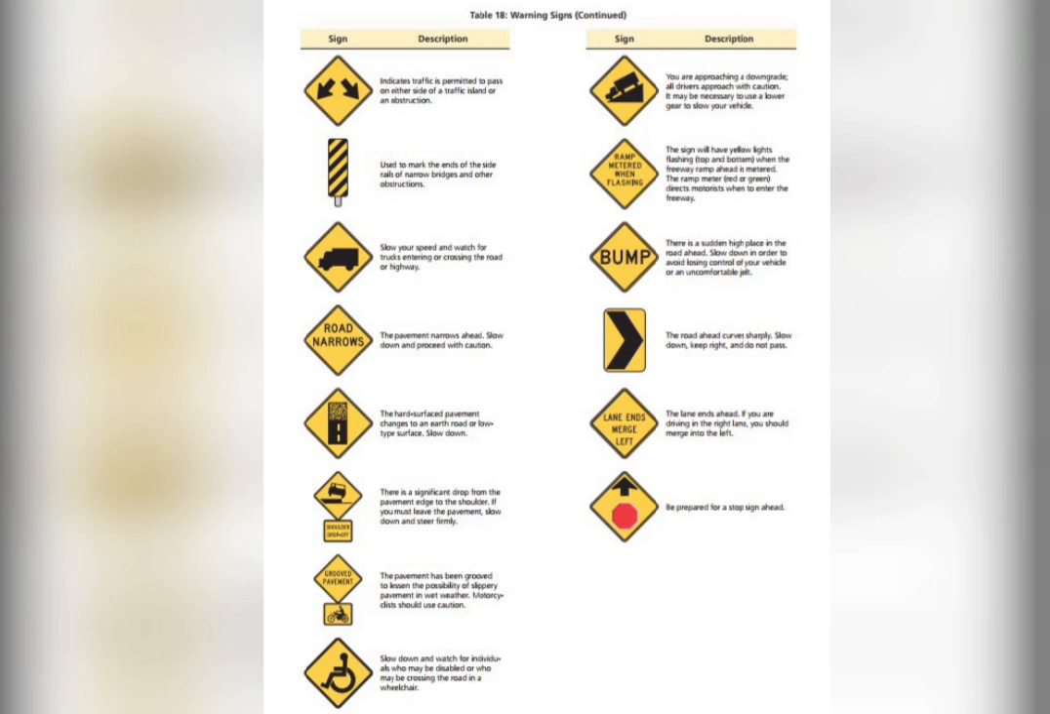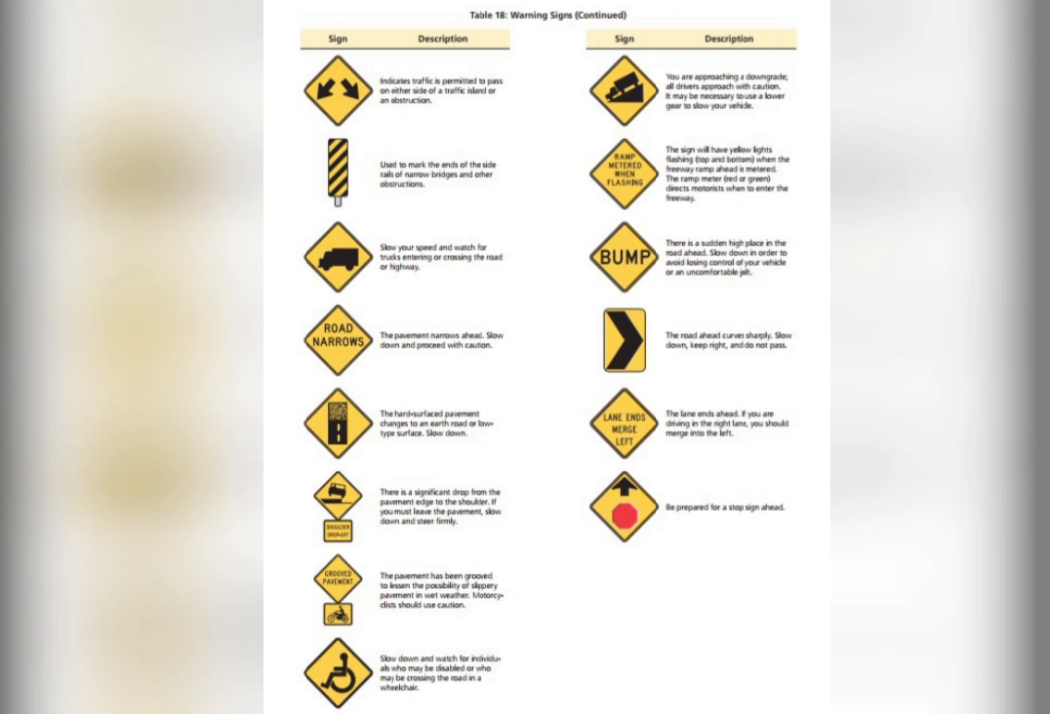You are approaching a downgrade. All drivers approach with caution. It may be necessary to use a lower gear to slow your vehicle. The sign will have yellow lights flashing top and bottom when the freeway ramp ahead is metered. The ramp meter, red or green, directs motorists when to enter the freeway.